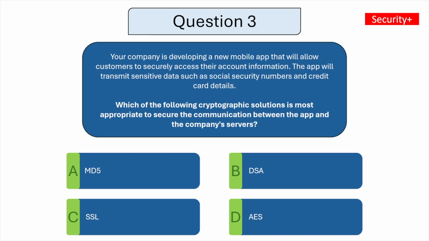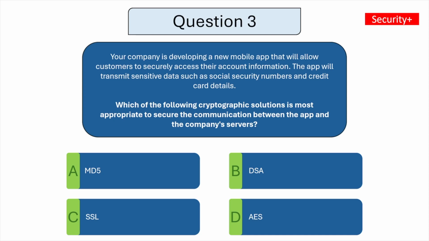A. MD5, B. DSA, C. SSL, or D. AES. Okay, so the key for this one here is that it's asking which is the most appropriate method to secure the communication between the app and the company's servers. So the key is to know which one as a whole supports a secure channel, right? So let's go ahead and go through them here.